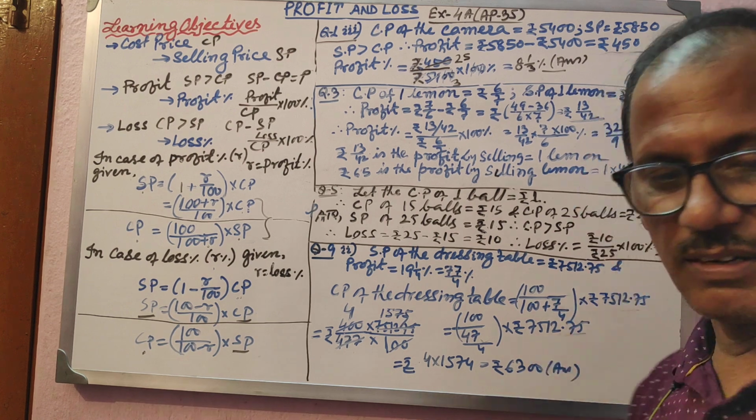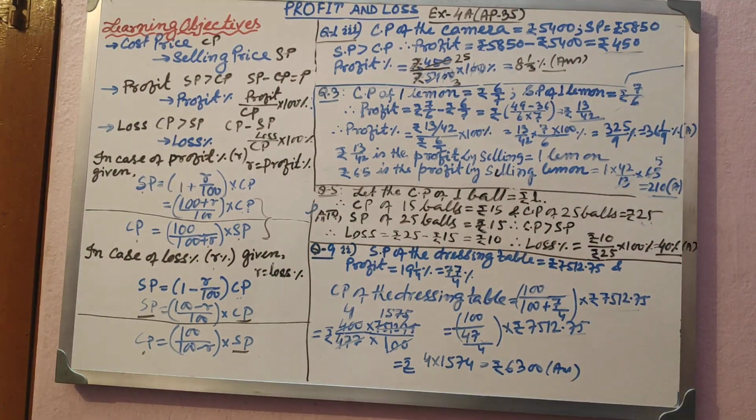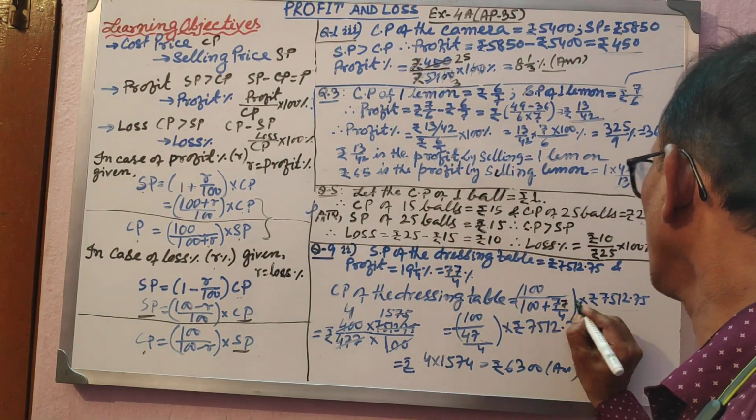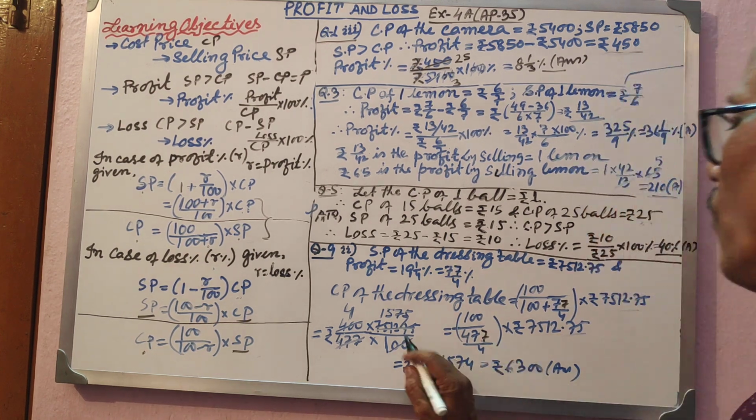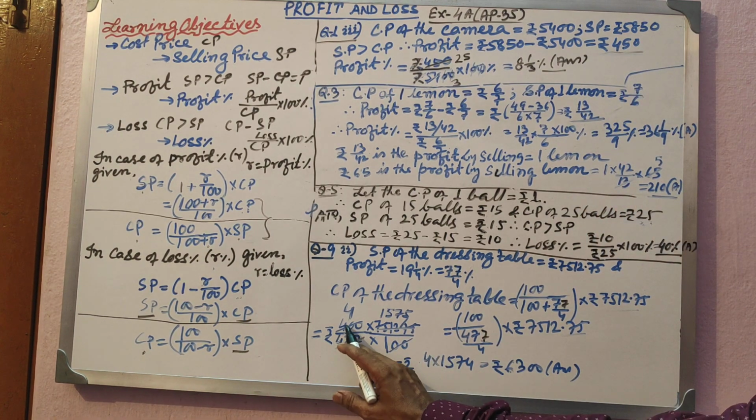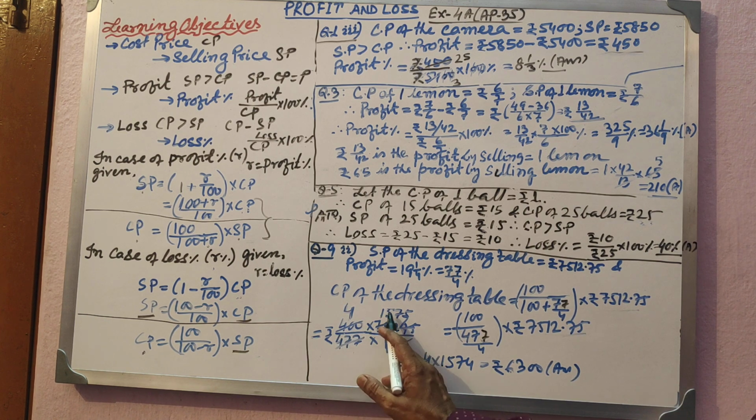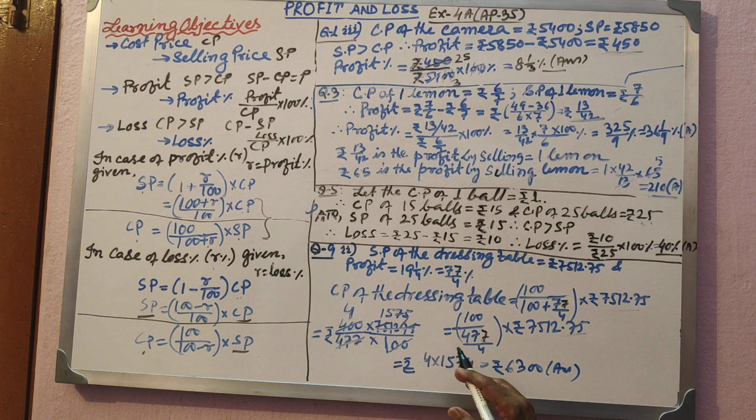477. This is 77 only, obviously here. It is 77 by 4. Here also 477 by 4. So 400 by 477. 4 and 100 will be cancelling with 4. Then 477, if you divide, you will find 1575. 4 into 1575 will become 6300. 6300 will be the CP. I hope you have understood. Go through it, I will understand.